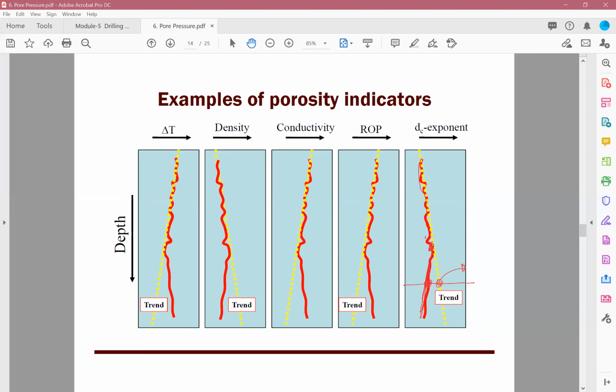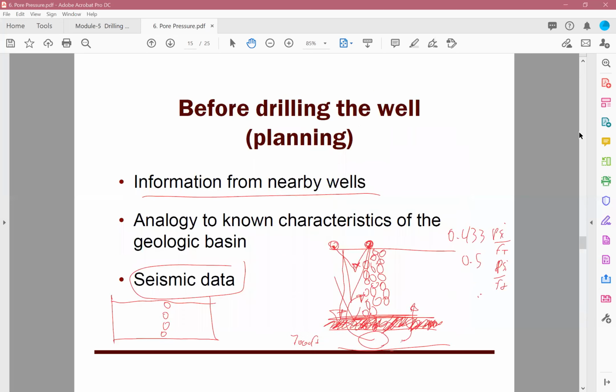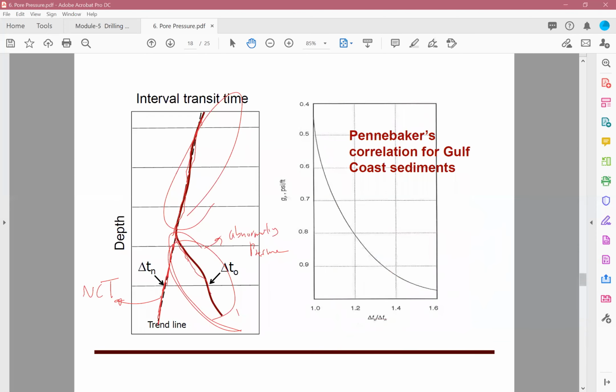Now, comparing at the same depths a normally pressured formation with the current abnormal one gives you a tool to calculate what the abnormal pressure would be. There are many correlations based on that, and we only talk about one of them here.